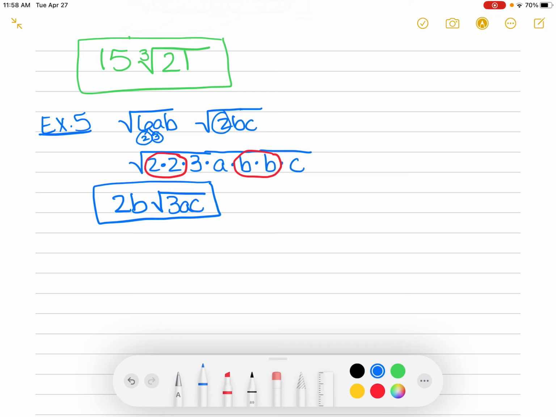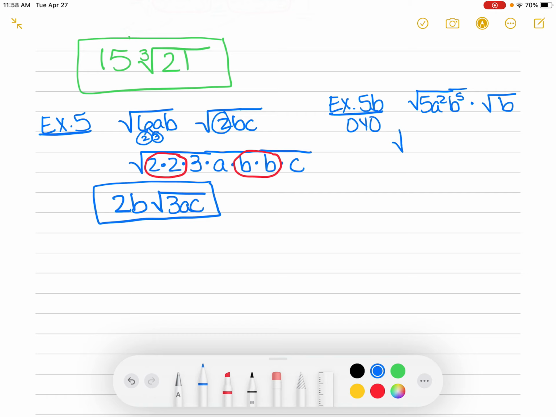So example 5b, you'll be on your own. And we're going to have the square root of 5a squared b to the 5th times the square root of b. Okay, so hit pause and try that one on your own.